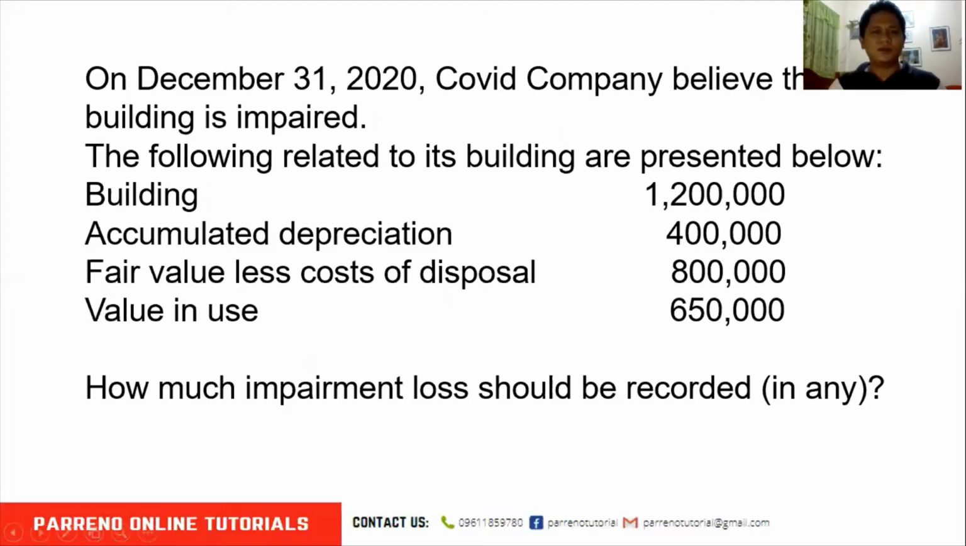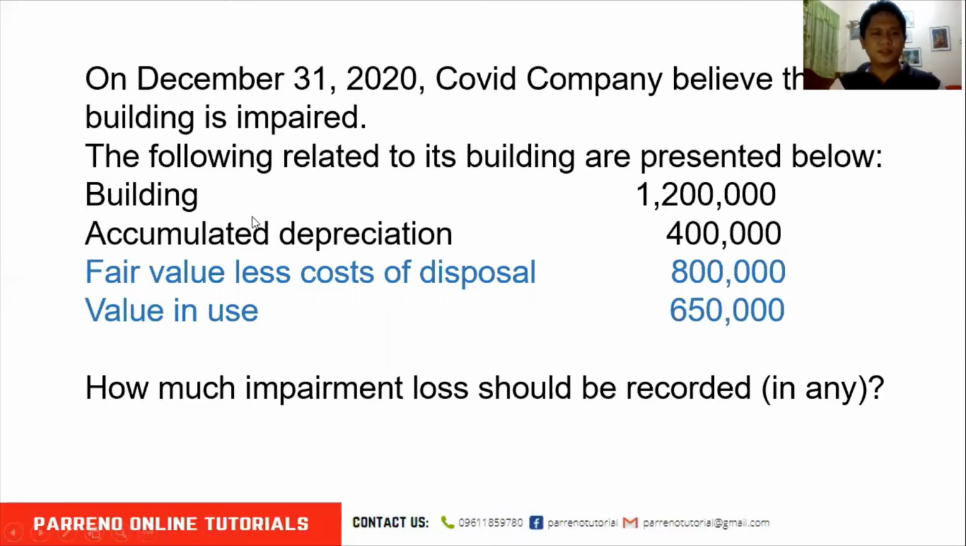On December 31, 2020, COVID company believed that its building is impaired. So you have the following data: the cost of the building, depreciation, accumulated depreciation, fair value less cost of disposal, and value in use. The question is, how much impairment loss should be recorded, if any?